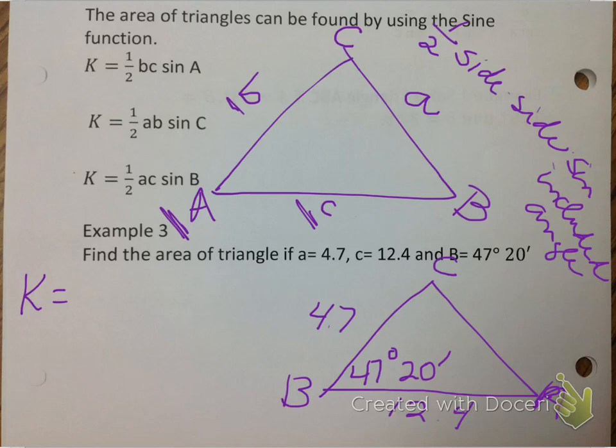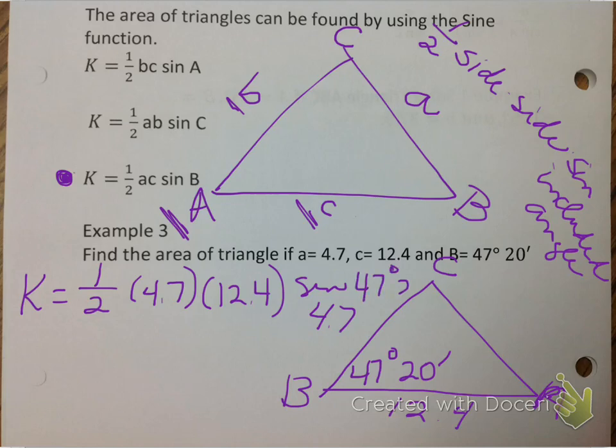If you want to pick one of these three formulas, I would say the better fit is the one with the A and the C, since we know A and C and B. So that would be the formula I'm subbing into, but they're all the same in a way. 1/2 side, so I'm going to do 4.7 times the other side, 12.4 times the sine of 47 degrees and 20 minutes.